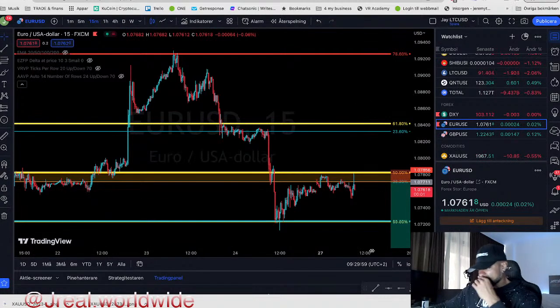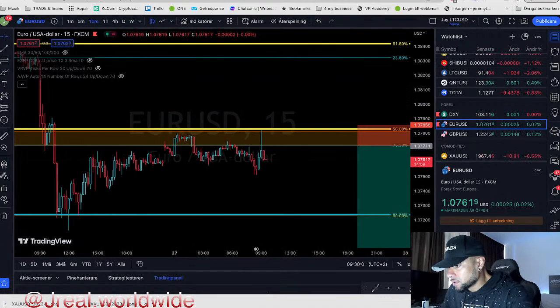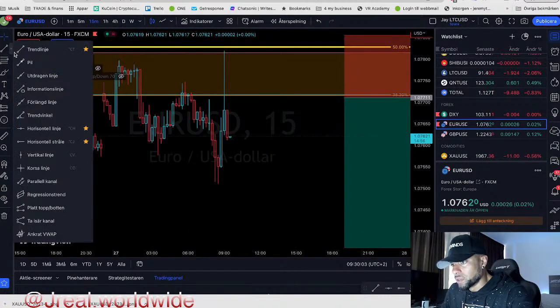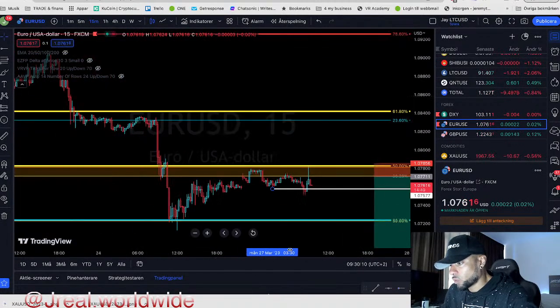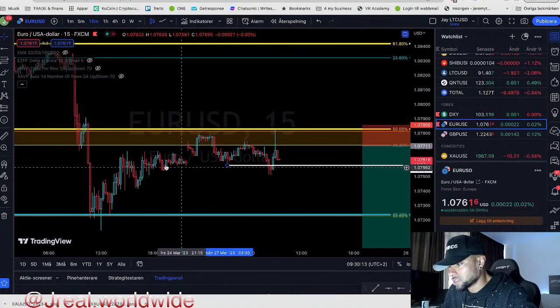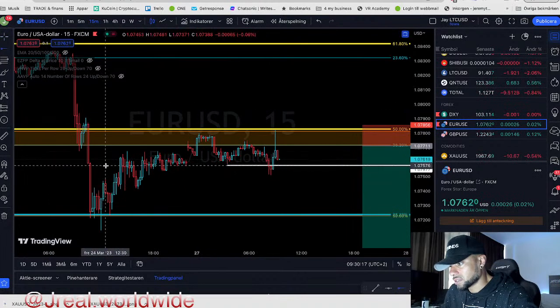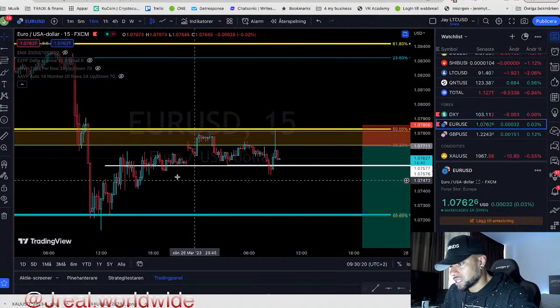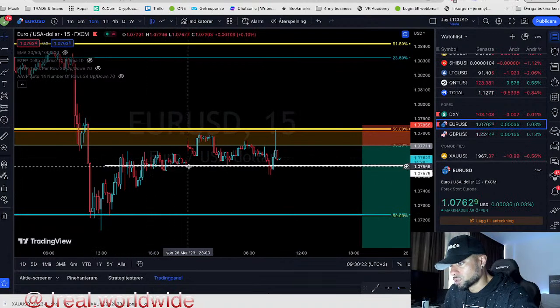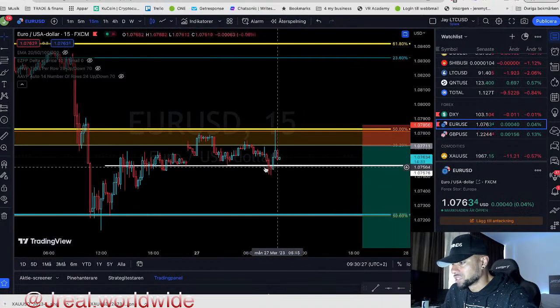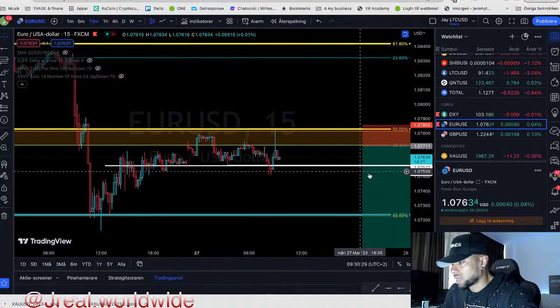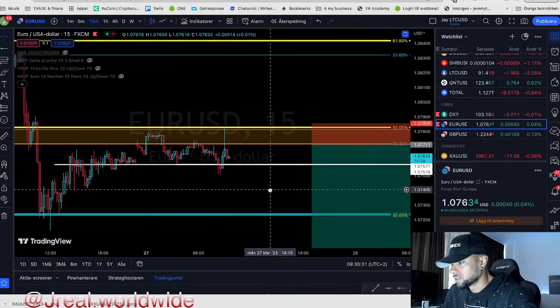Alright, so our entry will be here. Why is that? Because of this here. You see that, let me pull the line like this. You see that we got support, trying to break through above again. So I want to see this break here. I want to see this white line break for us to enter a sell here.